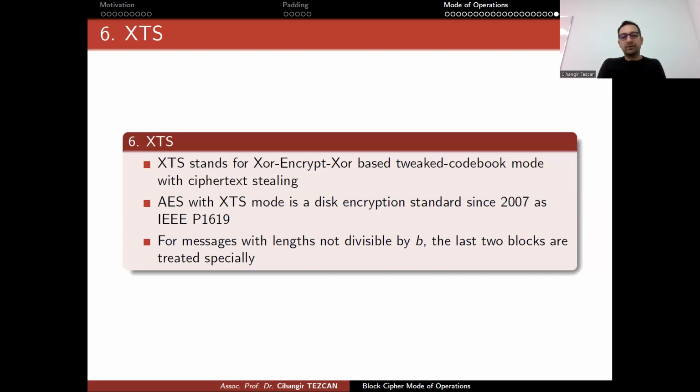For messages with lengths not divisible by B, the last two blocks are treated specially. That is the whole idea. By treated specially, we mean ciphertext stealing.